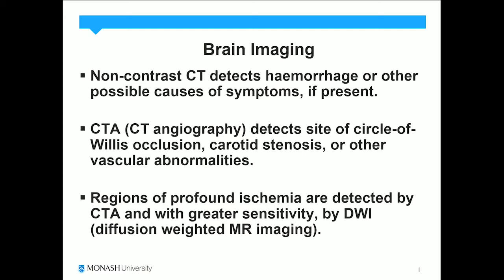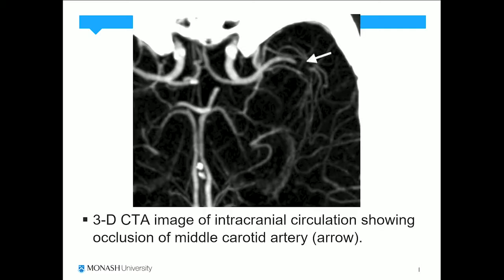However, diffusion-weighted imaging with MRI has a much greater sensitivity. So sometimes if the CT scan is normal, it's useful to then have the patient undergo an MRI scan. On this image, and you can see it with the arrow, the 3D CT angiography shows the intracranial circulation where there's occlusion of the middle cerebral artery.